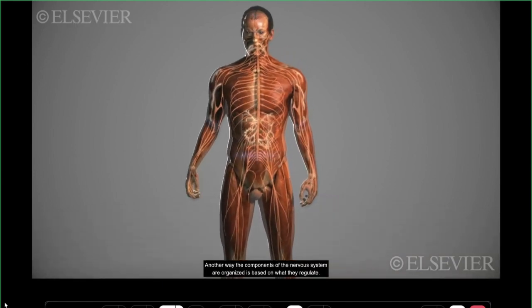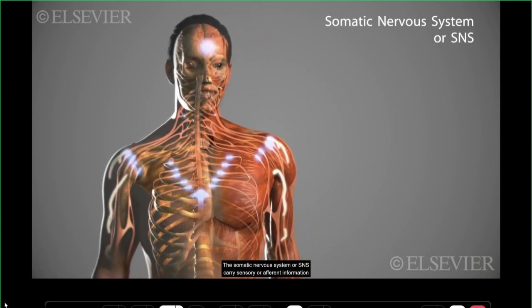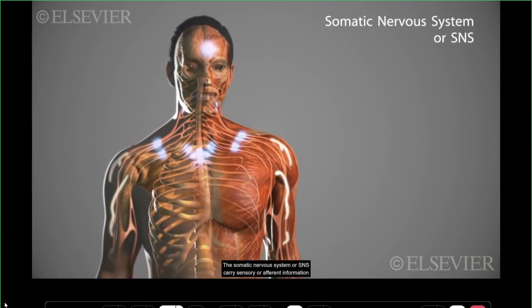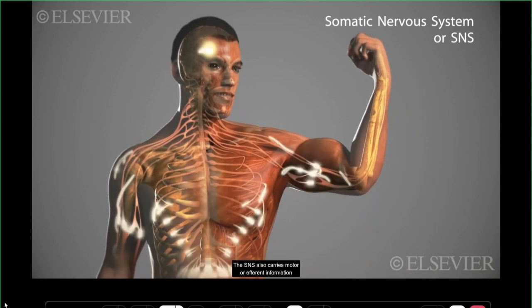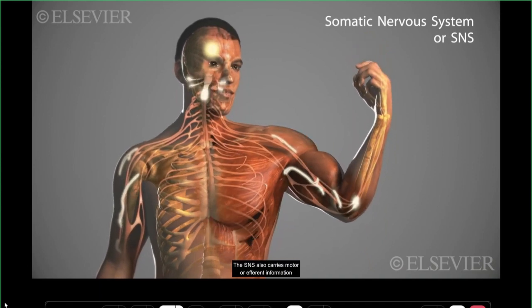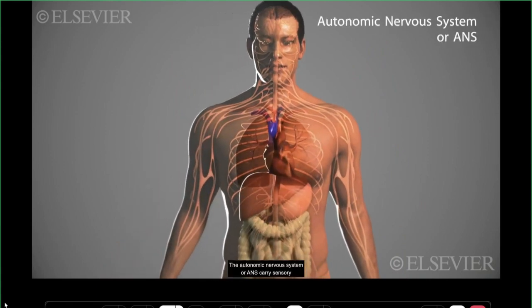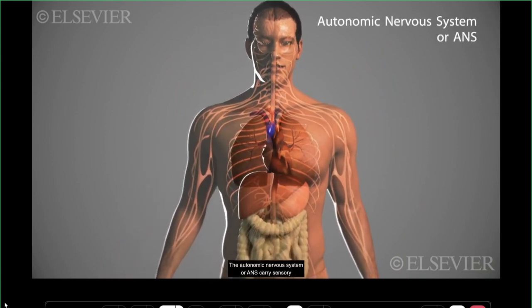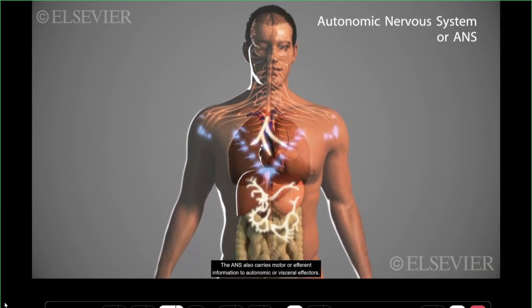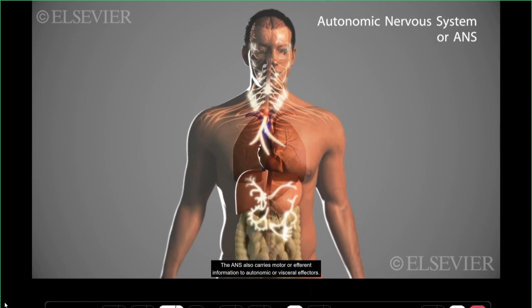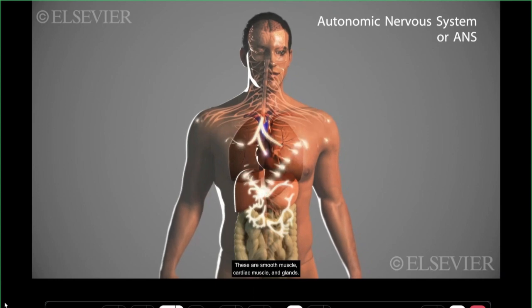Another way the components of the nervous system are organized is based on what they regulate. The somatic nervous system, or SNS, carries sensory or afferent information from the skin, muscles, and bones into the CNS. The SNS also carries motor or efferent information to the somatic effectors, which are the skeletal muscles. The autonomic nervous system, or ANS, carries sensory or afferent information from the organs into the CNS. The ANS also carries motor or efferent information to autonomic or visceral effectors. These are smooth muscle, cardiac muscle, and glands.